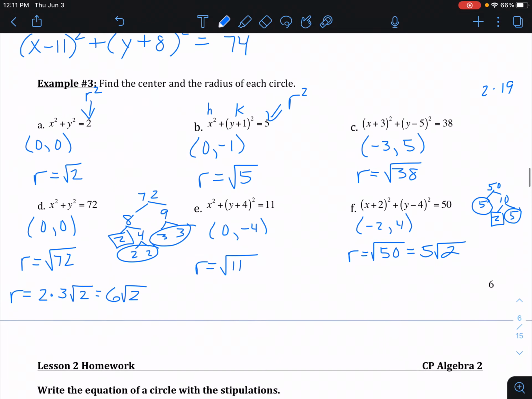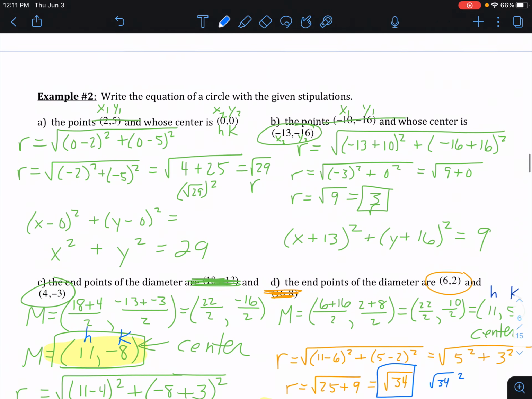All right, guys, that's the end of Lesson 2 in Unit 7.